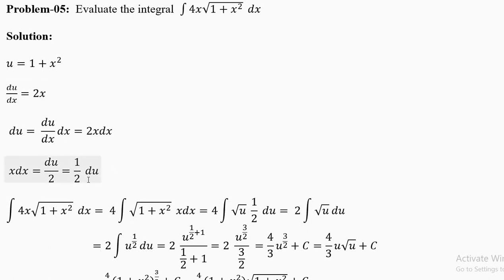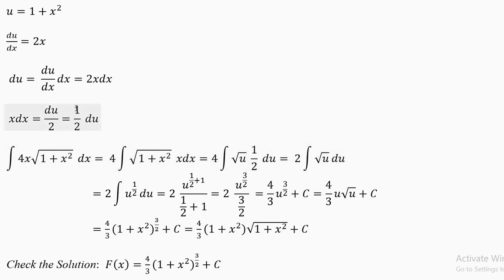Understand, you will have similar steps and different numbers in all the questions. Sometimes it's 1 by 2, sometimes 1 by 3. So that's it. This 4 comes out. This x dx will become half du. Write half du here. Take the half outside. 4 into half is 2. You are left with square root of u, which is u power half du. Now remember to copy the 2 which is outside in all the steps. 2 here, 2 here.